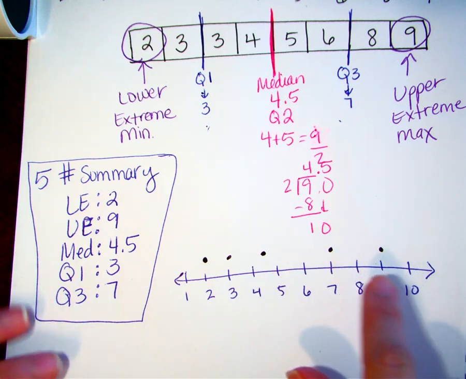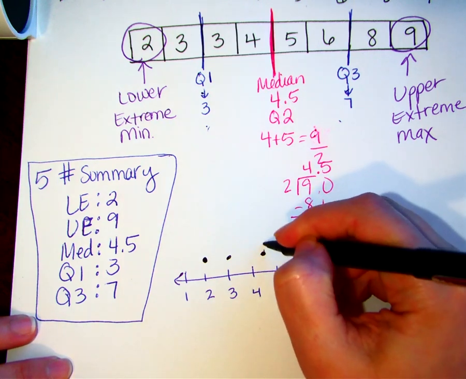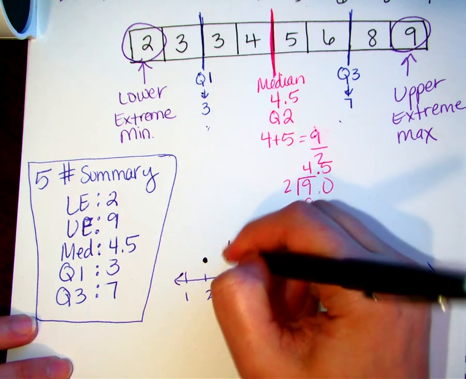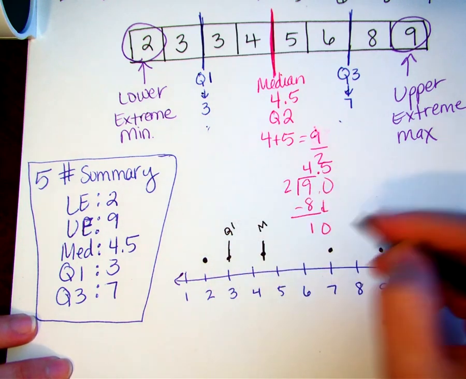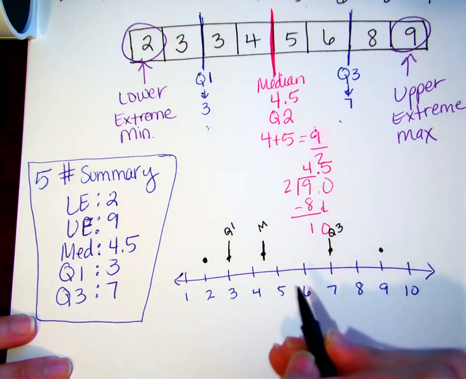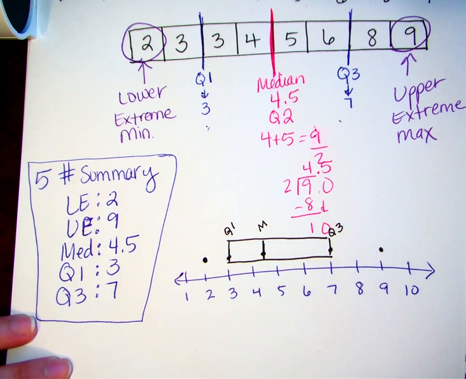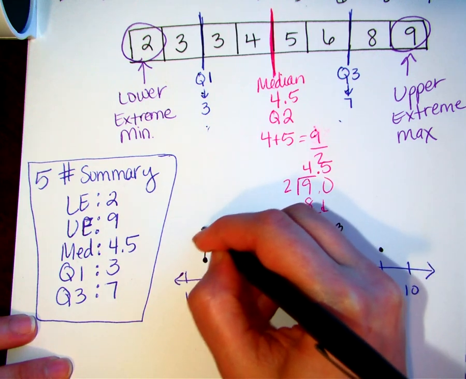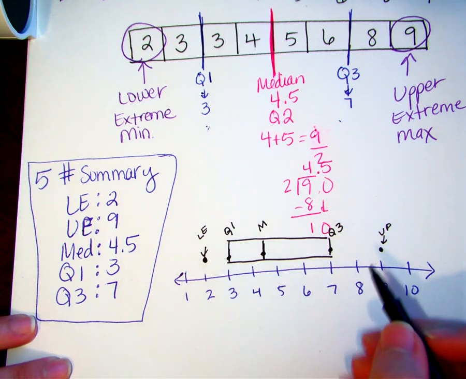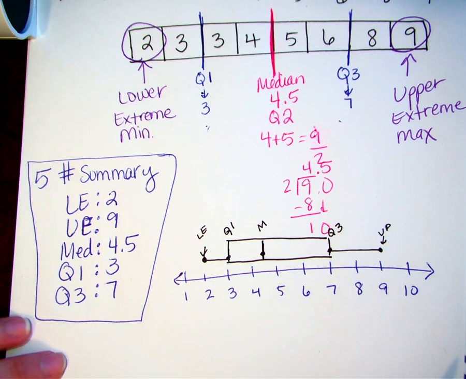So what you're going to do first is, since this is your median, you're going to draw a line. That's your median. I'm going to label it just with an M. And then this is my Q1. This is my Q3. And I'll put a line. And then that's my box. So I'm going to connect those lines to make my box. And then these are your extremes. So this is my lower extreme. This is my upper extreme right here. And then you just connect your box to your dots. Or your dots to your box. Okay, so there's my box plot.